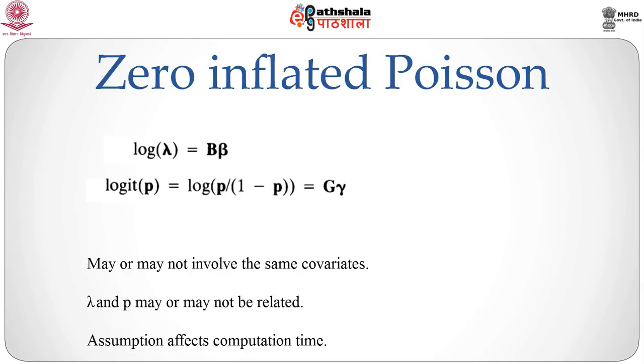For example, if the same covariates or a subset of covariates affect both p and lambda, we can try and reduce the problem by modeling p as a function of lambda. It turns out that the computation speed depends considerably upon these assumptions.